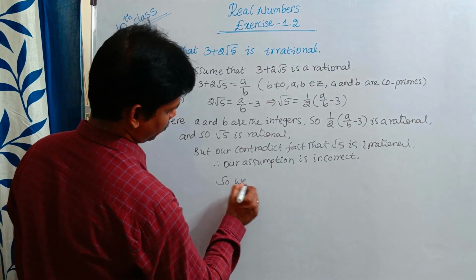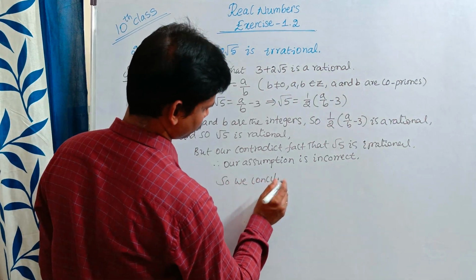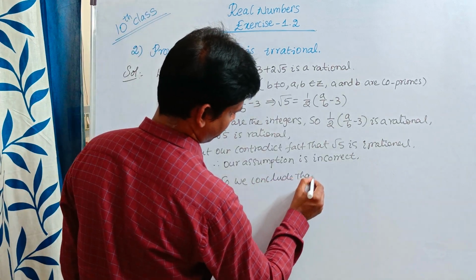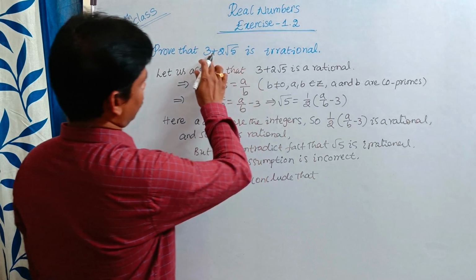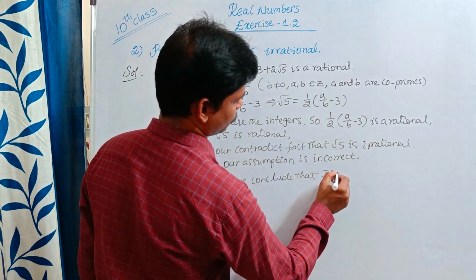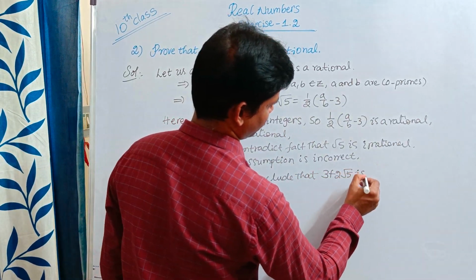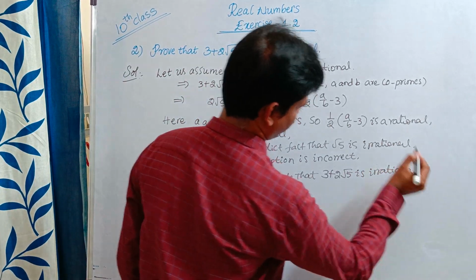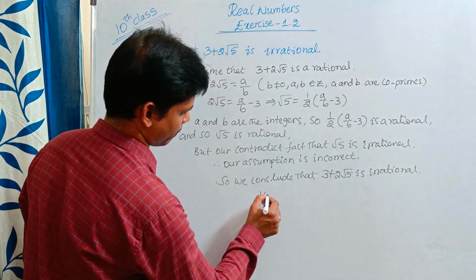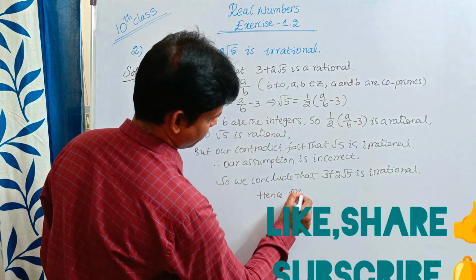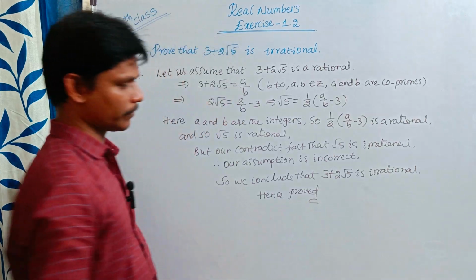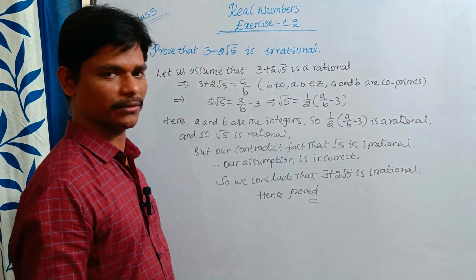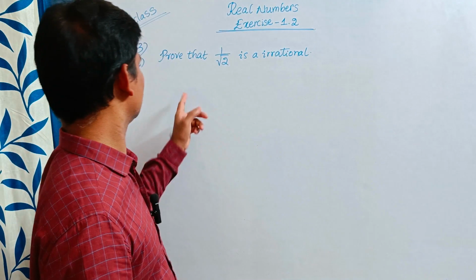So we conclude that 3 plus 2 root 5 is irrational. Hence, proved. Okay. So this is about the second question. Next question.